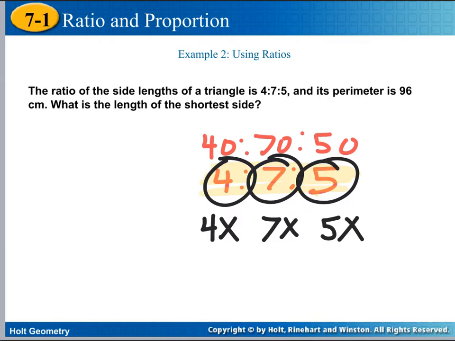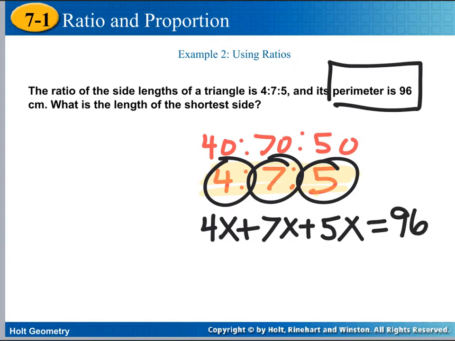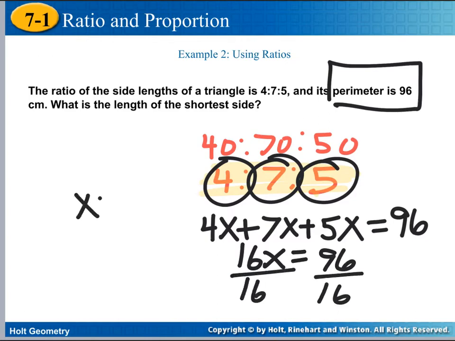And because I know the perimeter, I can figure out what x is. So this extra information about the perimeter is really important, because if I add up all three sides of the triangle, it's going to equal 96. And so that's how I can find out what the actual side lengths are. And maybe they are 40, 70, and 50, but let's see. So I set up this equation. I have 7 and 5 is 12, plus 4, that's 16x equals 96. Then I'm going to divide by 16 on each side, and I should get x. And 96 divided by 16 is 6.